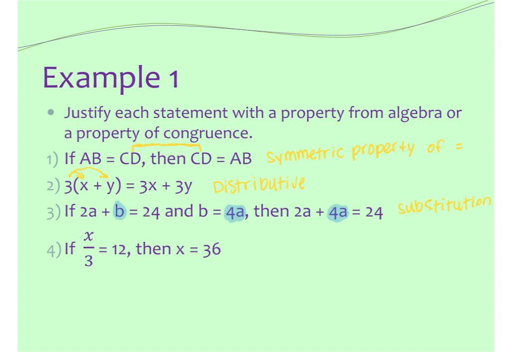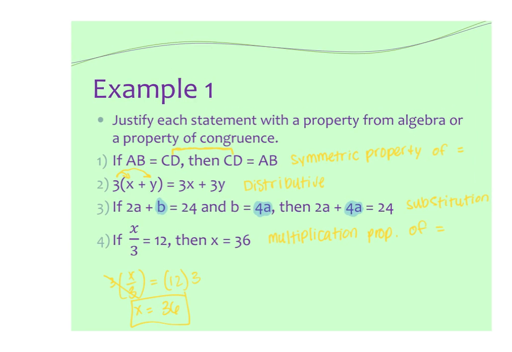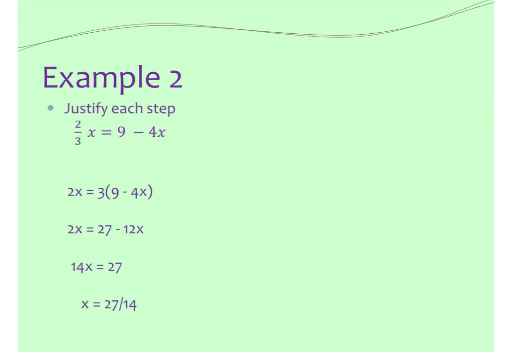Next one, we've got if x over 3 equals 12, then x equals 36. This is the multiplication property of equality. And the reason it's the multiplication property of equality is because what we did here was we took x over 3, we multiplied this side by 3, and then we multiplied the 12 by 3, and we got x equals 36, okay? That just says that if you multiply by the same number to both sides of an equation, you're going to keep the equality. All right, example 2.